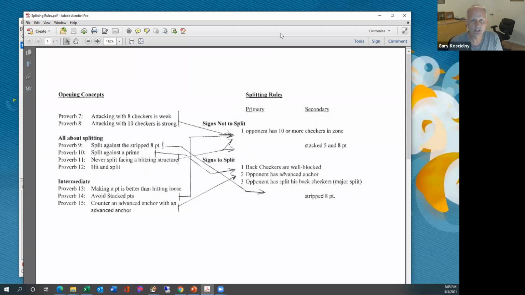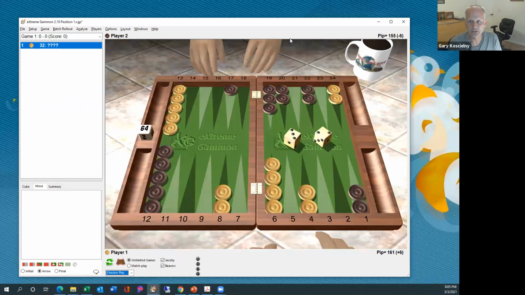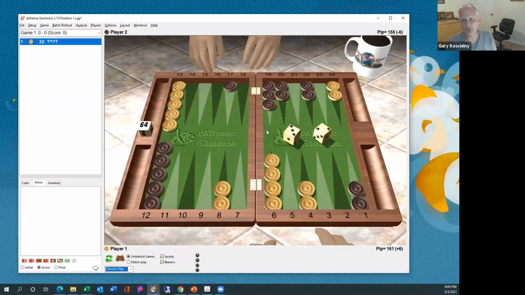So let's start off with the concept. Michi, reintroduced last time, is 8 checkers is weak, 10 checkers is strong. And what I have on the XG screen here is actually an example from Michi's book, not on splitting, but on showing that 8 checkers in the zone is weak. I thought it was a very interesting example. I wouldn't have put this example where he did, and he didn't really talk about it. But let's see, what do you think?